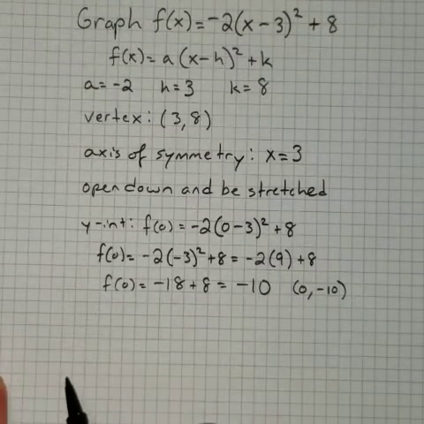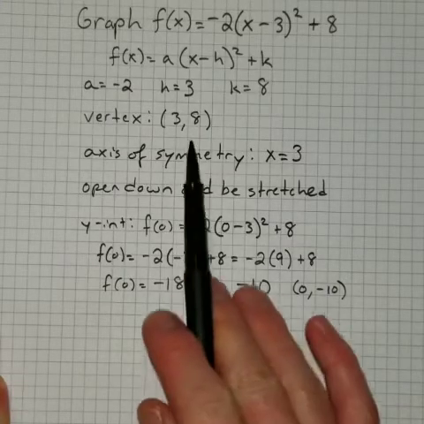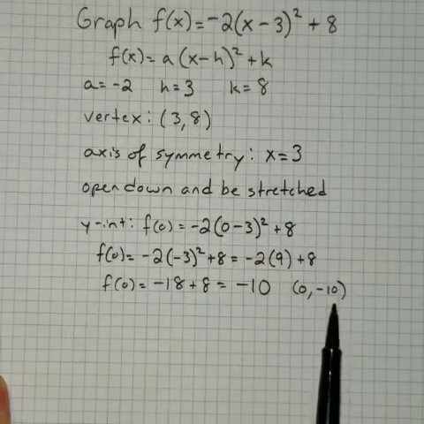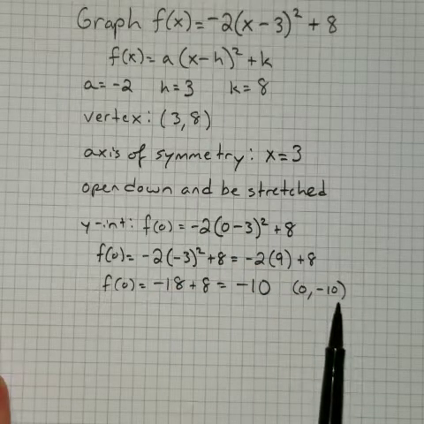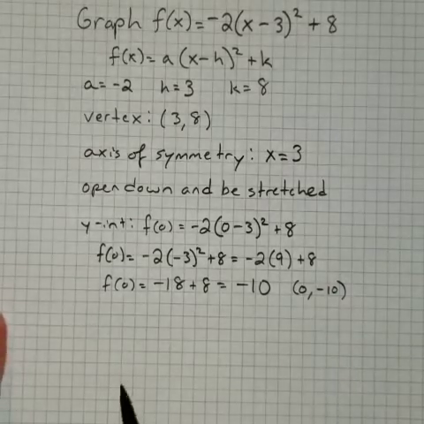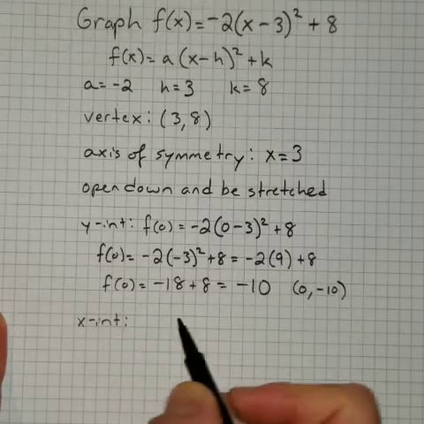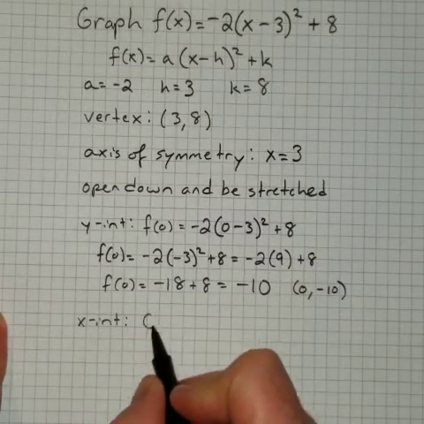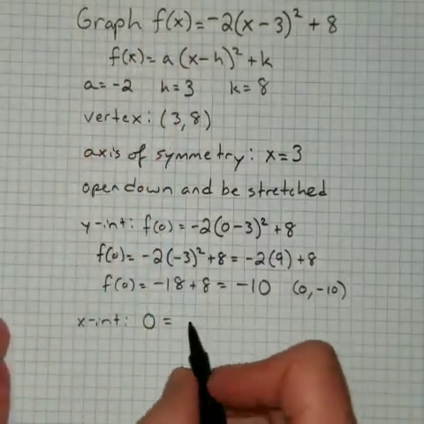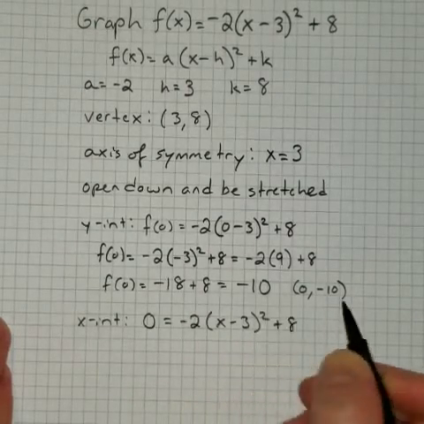X-intercepts. First of all, I can tell you that there are going to be x-intercepts because the vertex is above the x-axis and the y-intercept is below. And so somewhere in between, the graph will cross the x-axis there. So x-intercepts. Again, you're going to put the 0 in for the function value. So we get 0 equals negative 2 times x minus 3 squared plus 8.